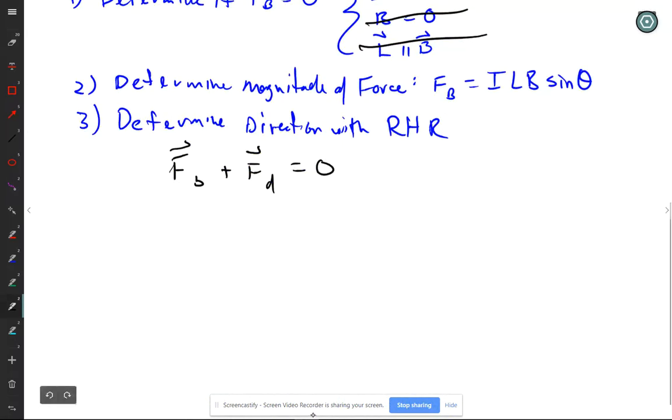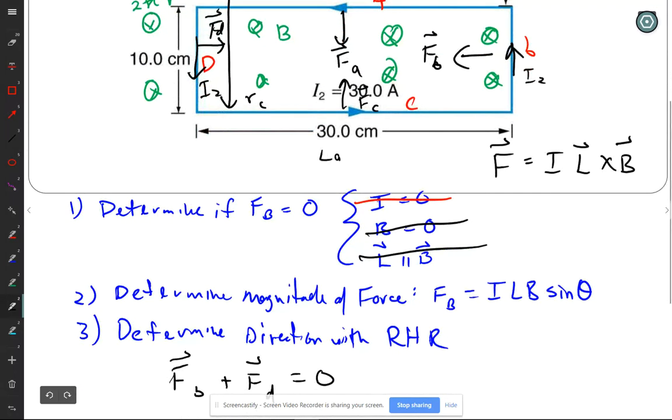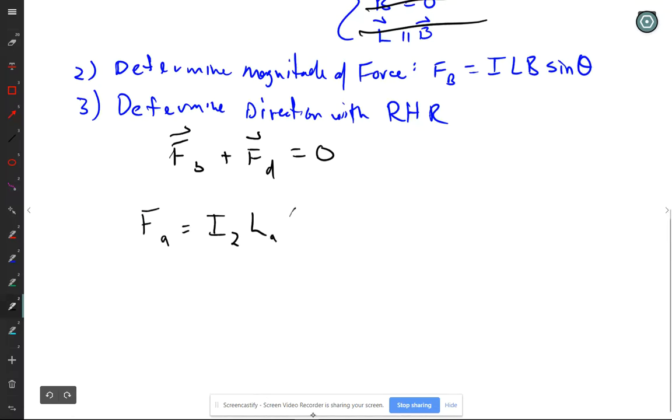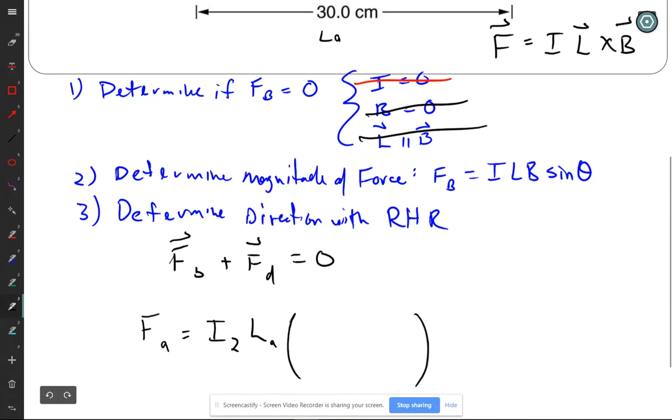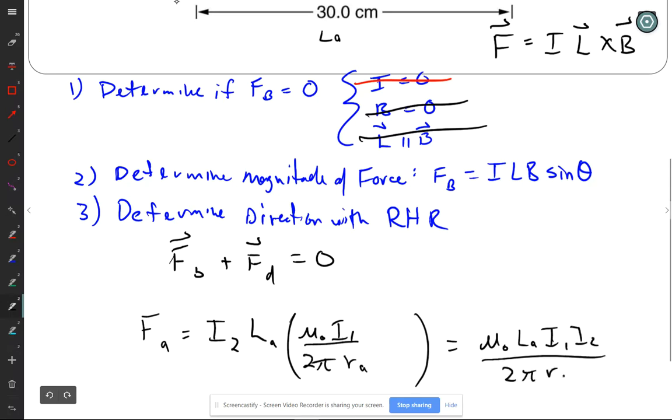And so now I have to calculate the magnitude of force A. The magnitude is going to be my current in wire 2 times the length of A, which I'll just put LA here, times the magnetic field. The magnetic field we calculated right here, and that's due to current 1. So there's equation-wise what the force is between the long infinite wire and the finite piece of wire.